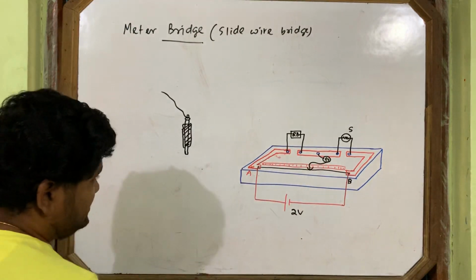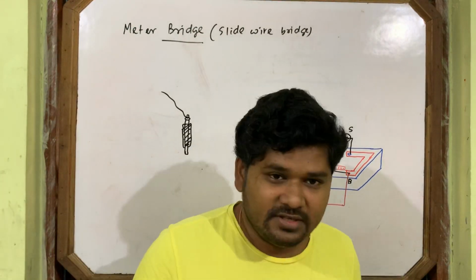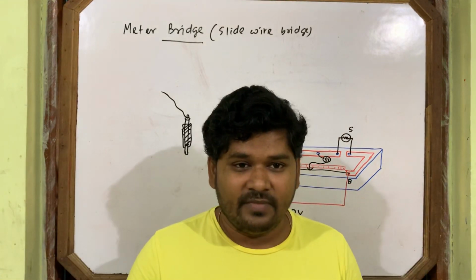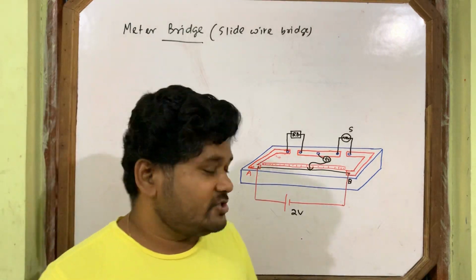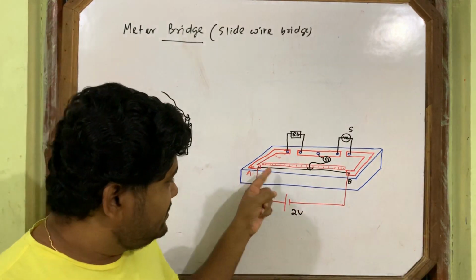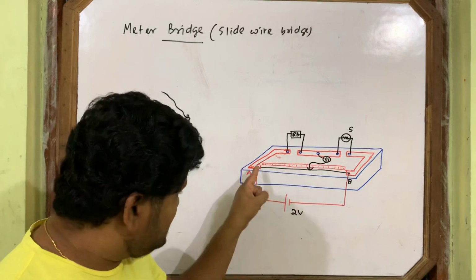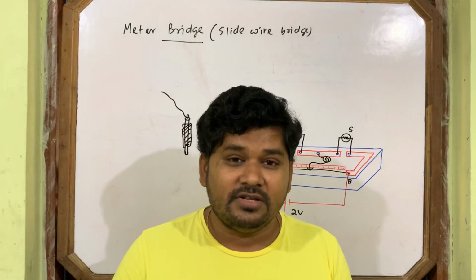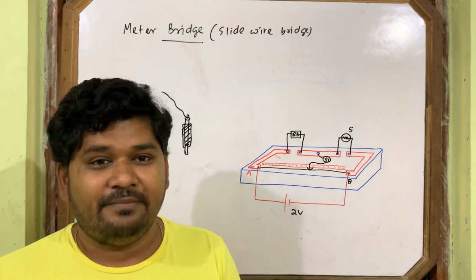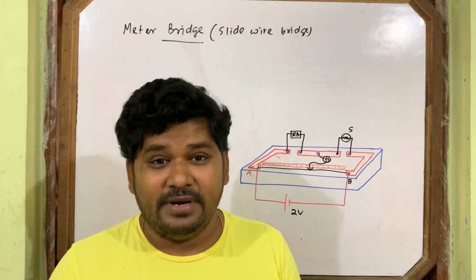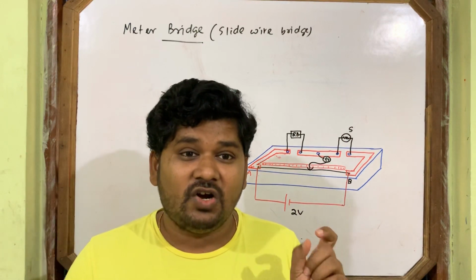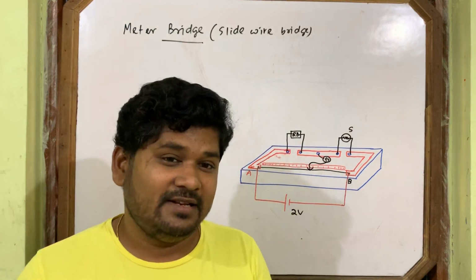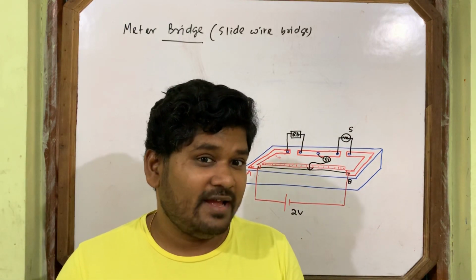Remember, why meter bridge? Because this wire is 1 meter long. Why slide wire bridge? Because the jockey slides on the wire. Then another viva question will come. This black color wire, the main hero of this experiment, is made up of what? Constantan or manganese. Why constantan or manganese?